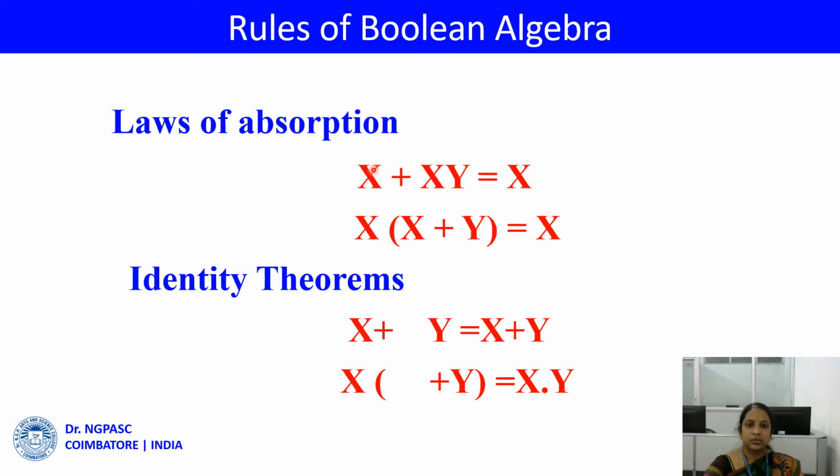Laws of absorption. So x plus xy is equal to x. Here we have already seen this law in A into B form. Here y is absorbed in this law, which means if you put x is equal to 0, 0 plus 0 into any y will give you, this term will become 0. So y will be absorbed in this term. So the output will be x.